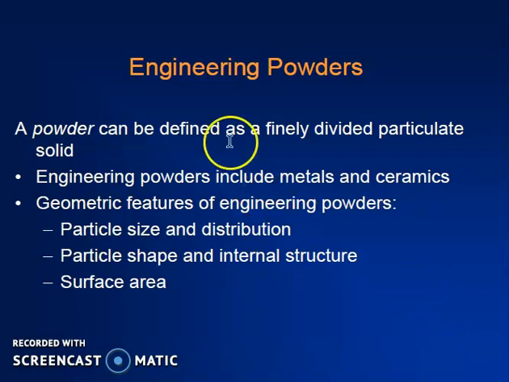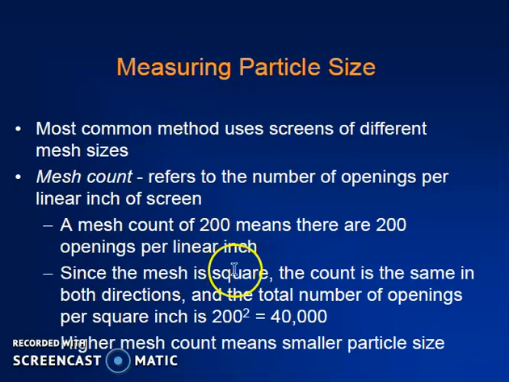So surface geometry. These are the important parameters of any powder. Then how is the particle size of powder measured? The most common method uses screening with different mesh sizes. The powder manufactured is screened by different sieves or meshes, and mesh count refers to the number of openings per linear inch of the screen. So how many openings are there in that area? That number of openings indicates the size.